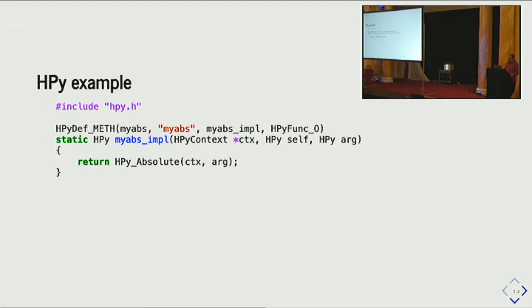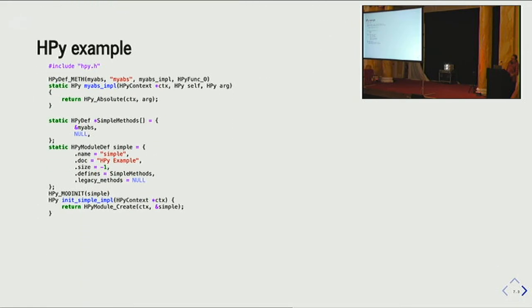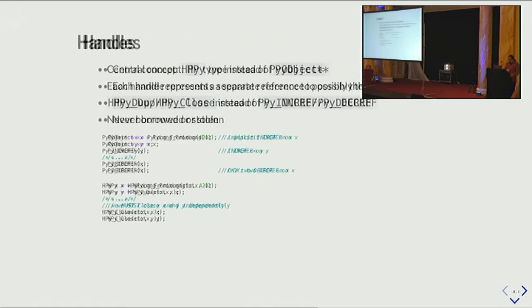That's a very simple example that just implements an absolute value function. The thing to notice is that the arguments have type HPy and the return value as well. And the function takes this HPy context argument. If you want a full module, the rest of the boilerplate is similar to CPython.